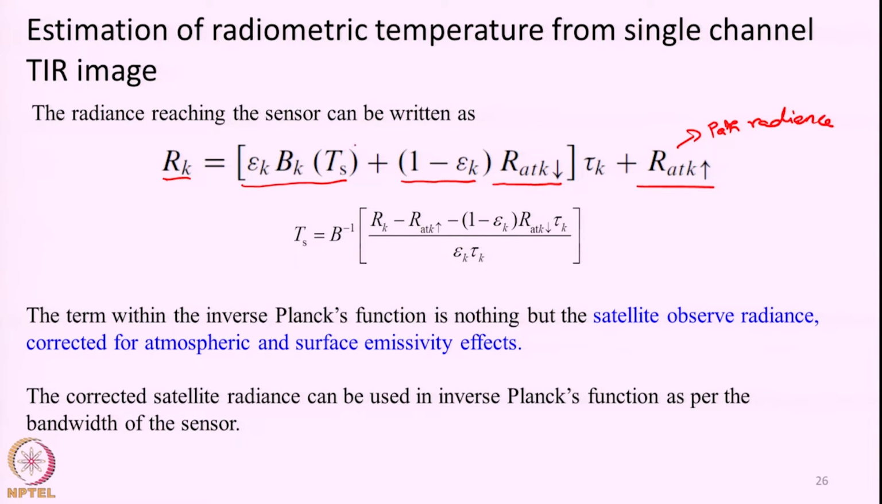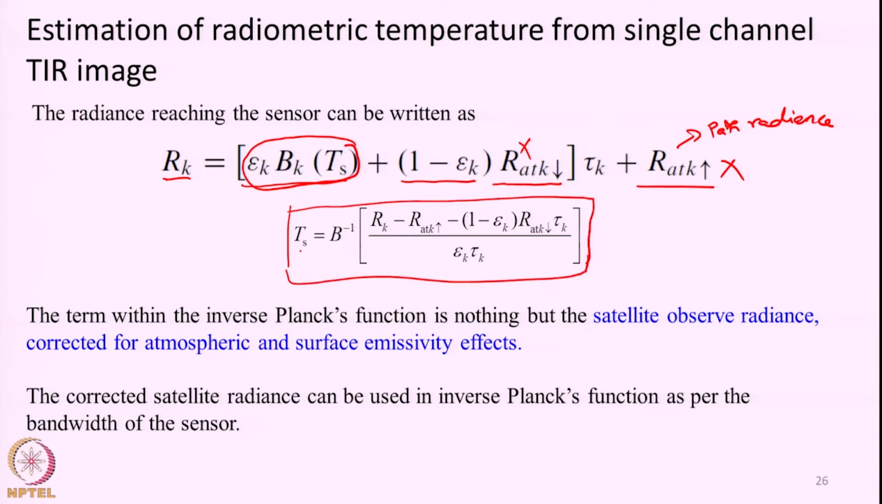Our actual interest is the surface component, what is being emitted by the surface due to its own temperature. We do not need the path radiance, it is an unwanted term. We also do not want the atmospheric downwelling radiance. So, if you remove these and invert this equation, we get this particular formula. The land surface temperature Ts, or LST, is equal to the radiance reaching the sensor minus the path radiance minus the surface-reflected atmospheric downwelling component, divided by emissivity times atmospheric transmissivity. This term is atmospheric transmissivity.